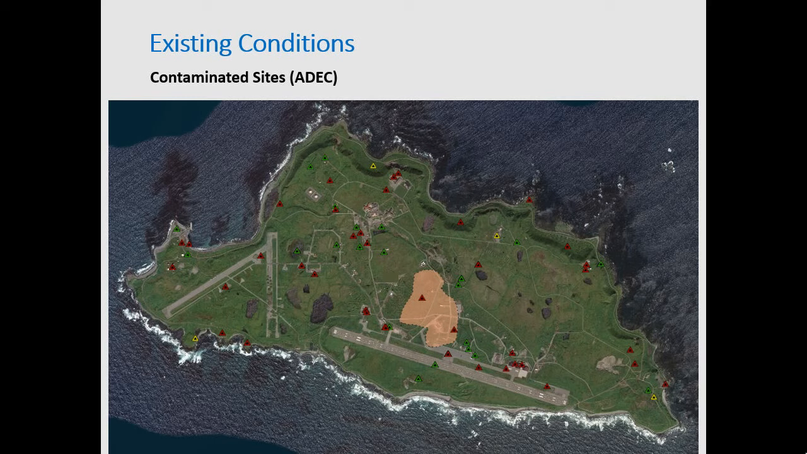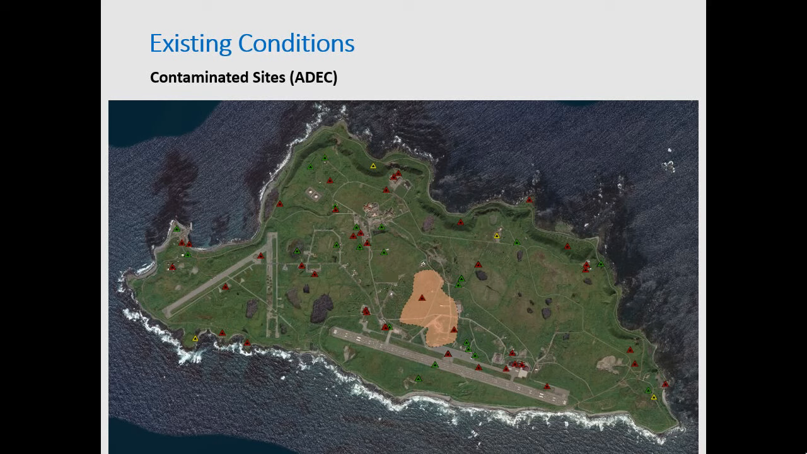So from the ADEC website, this screen grab, here's your contaminated sites. The owner has their own map that shows the extents of each one of those contaminated sites. If I showed you, it's there, it exists, but all the red triangles are active hot zones. The green ones have been treated, and the yellow are in, well, I shouldn't say treated, they're in cleanup status. And then the yellows are cleanup with institutional controls per the ADEC website.